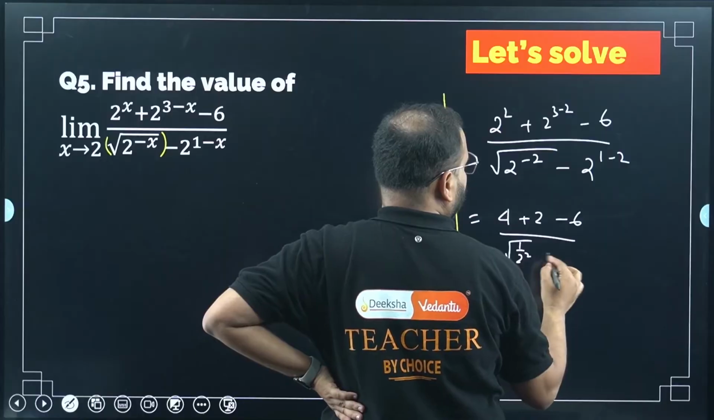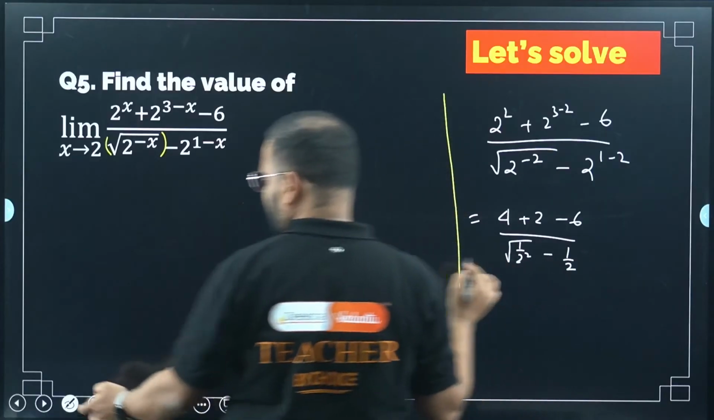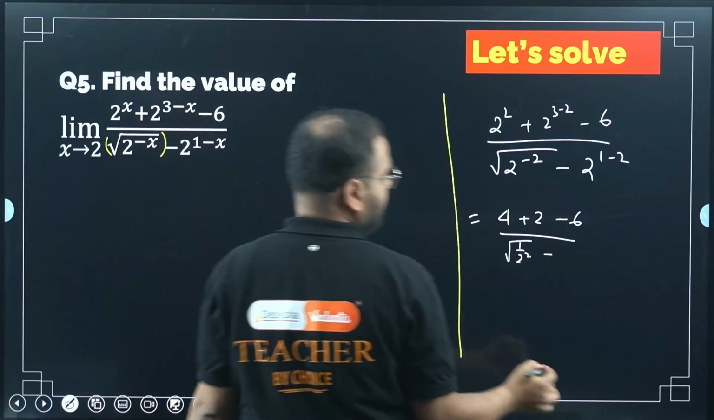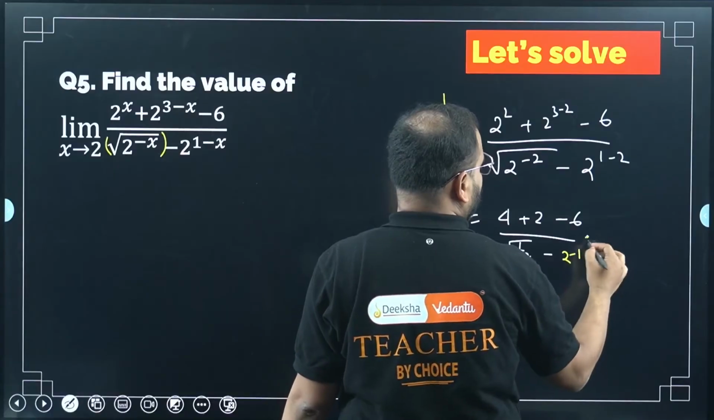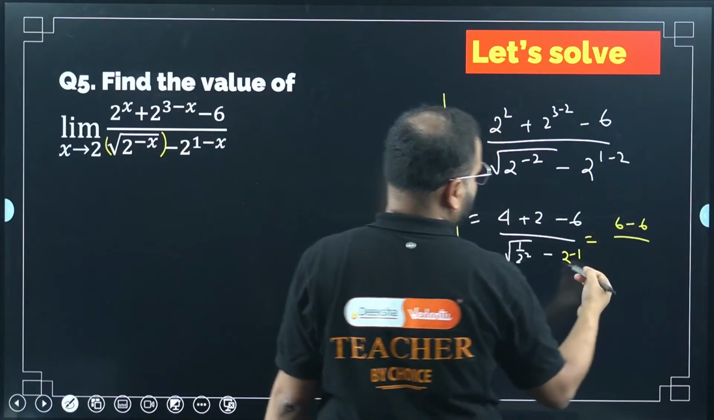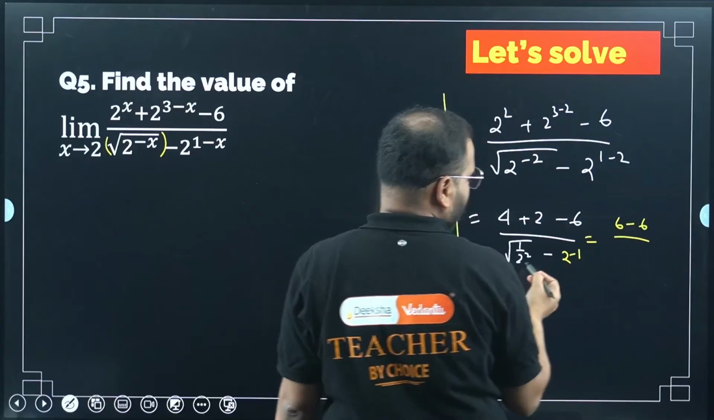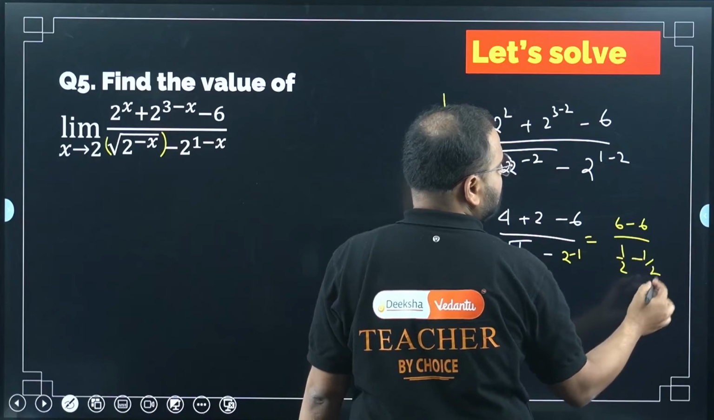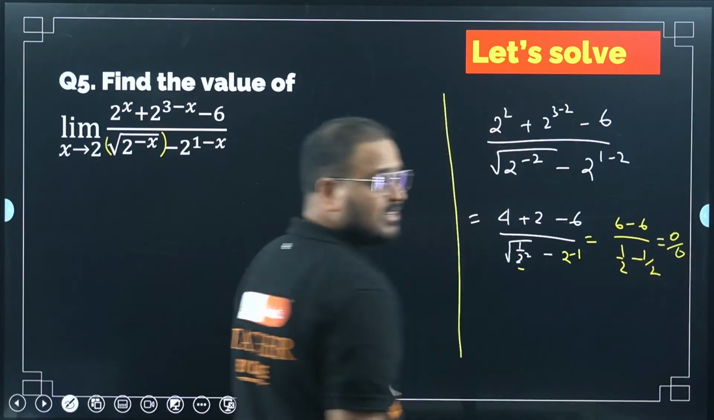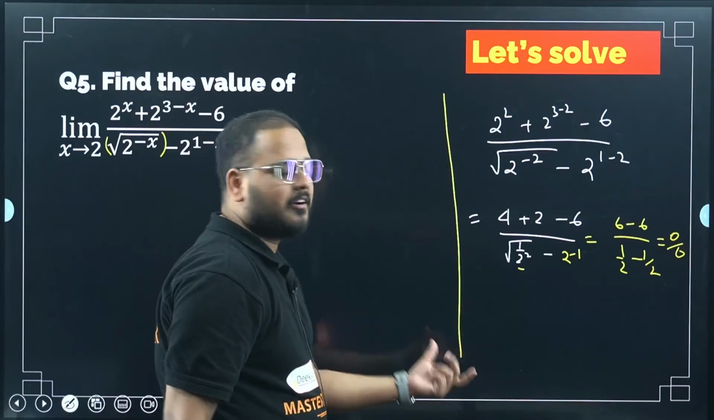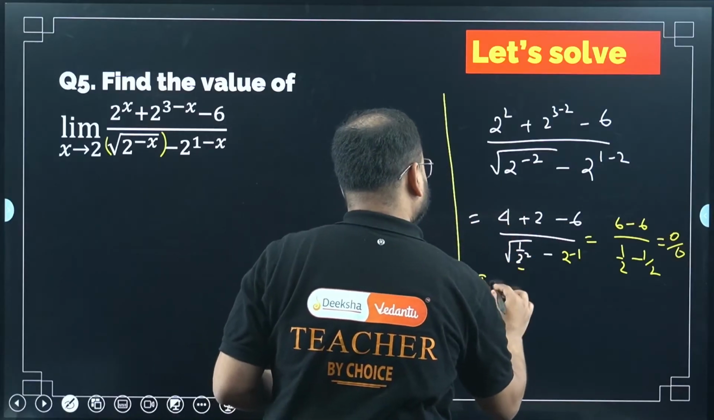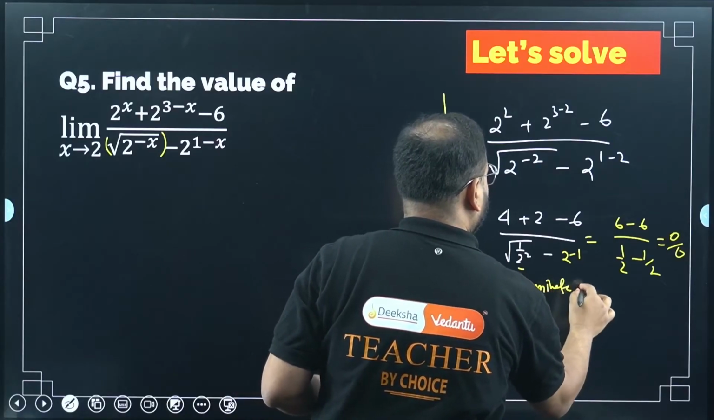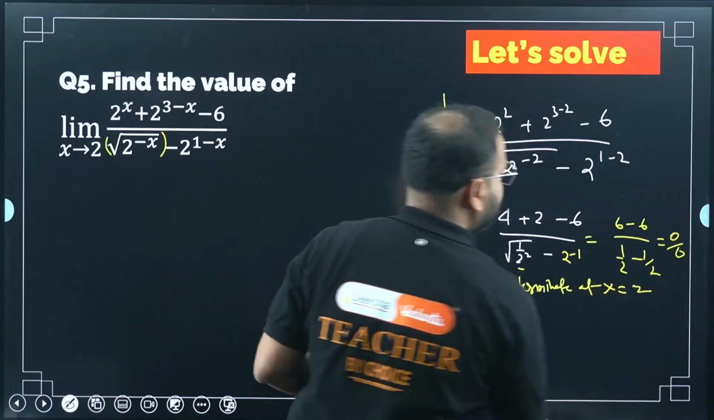What is this? Root of 1 upon 2 power 2 minus, sorry, one more step, let me write. This will be 2 power minus 1. I'll get this as 6 minus 6. Over here I'll get 1 by 4, right? So basically the root will be 1 by 2. And this is again 1 minus 1 by 2. What is the answer? 0 by 0. What is this? One of the indeterminate forms. Means I cannot find the value here. This is indeterminate at x equals to 2.